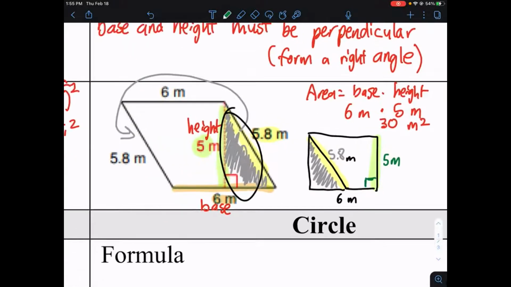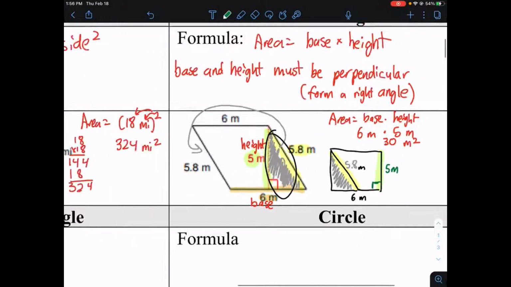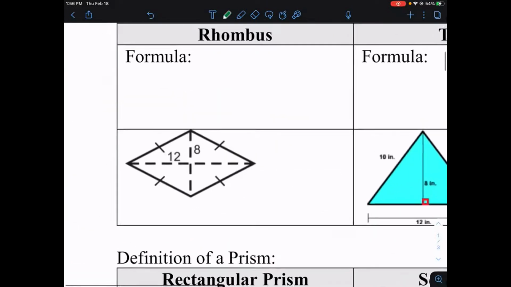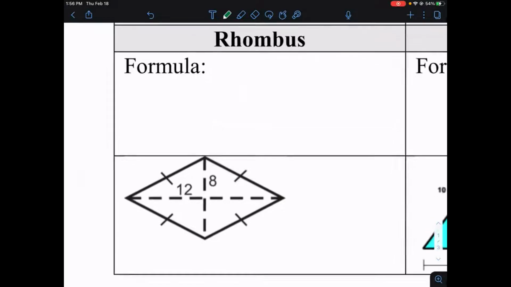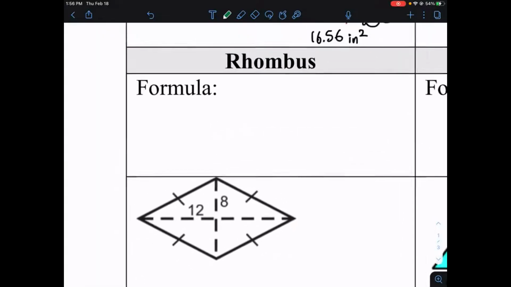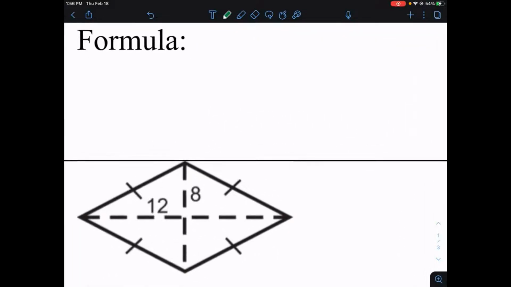Okay, so that's going to be a big theme for today, right? Look for the right angles. Next, the rhombus, again, a shape we studied last unit. Okay, so this one's a little bit different. So the rhombus does not necessarily have right angles on the outsides.